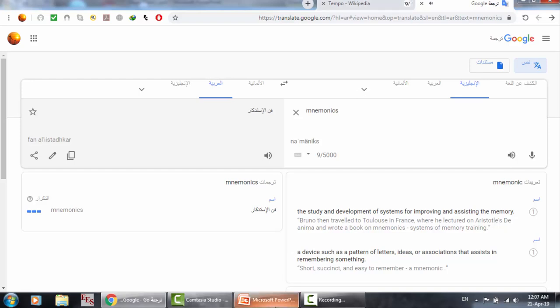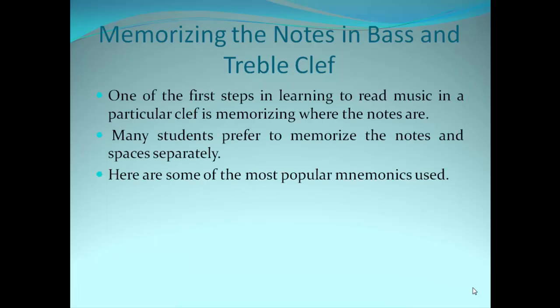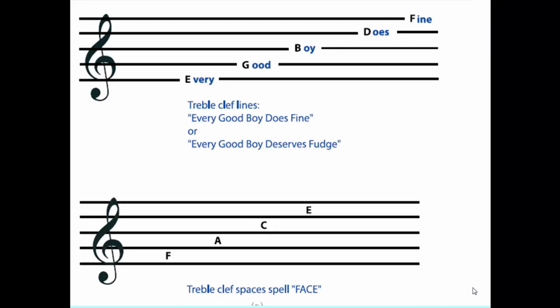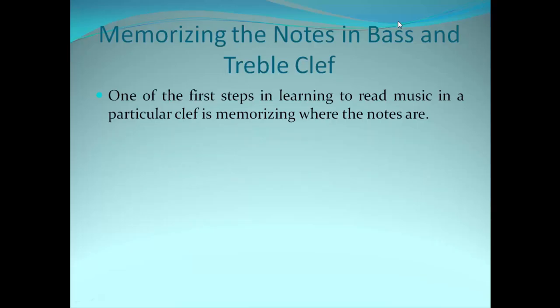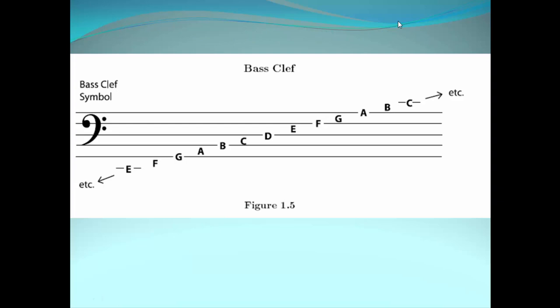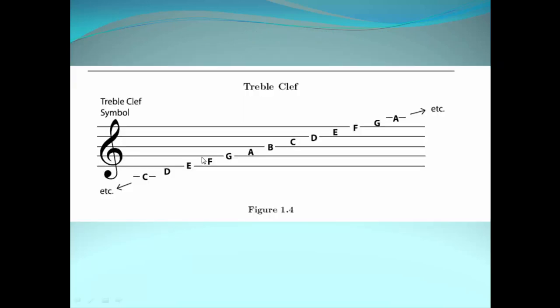Popular mnemonics used. So as you can see here, this is treble, and here is every good boy does fine. 1, 2, 3, 4, 5, 5 lines. Let's see what's gonna happen. Here is treble. Every good boy deserves fine, or food, or anything.